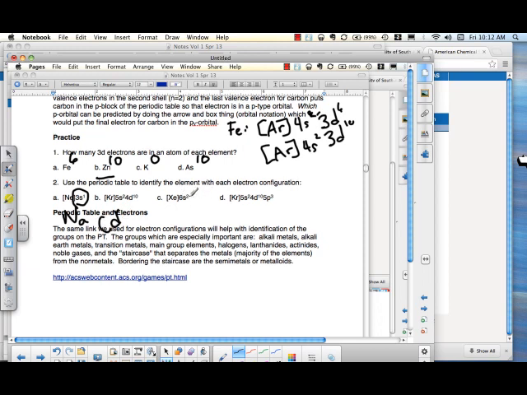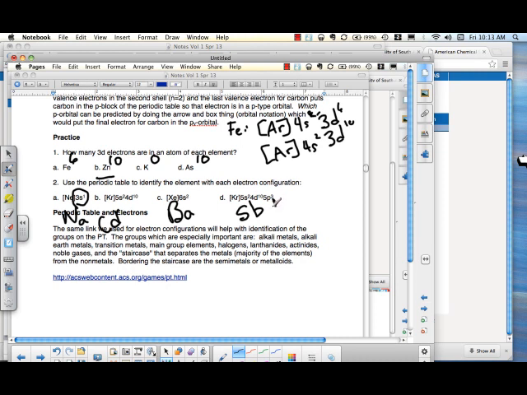6th row, 2nd column of the S block, this element is barium. And 5th row ends in the 3rd column of the Ps. 5th row, 3rd column, 1, 2, 3. This is antimony. So the electron configuration is completely tied to the periodic table.